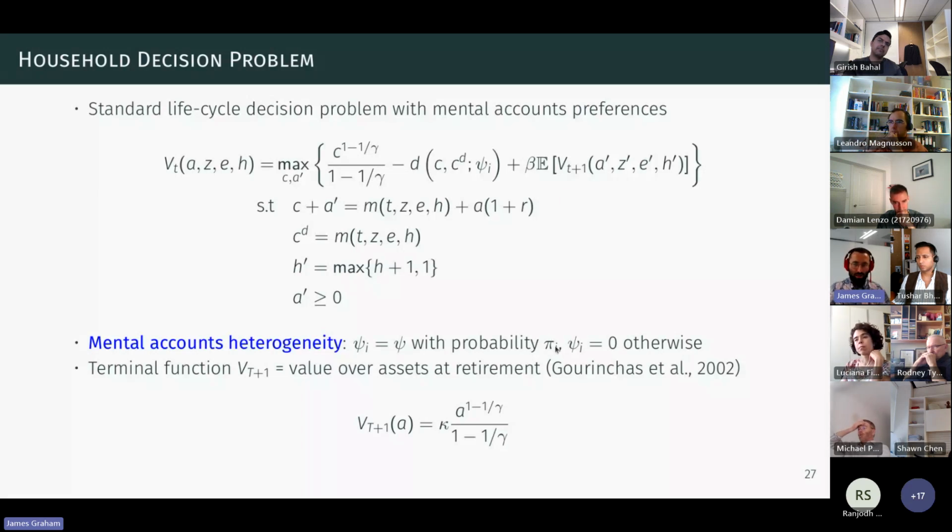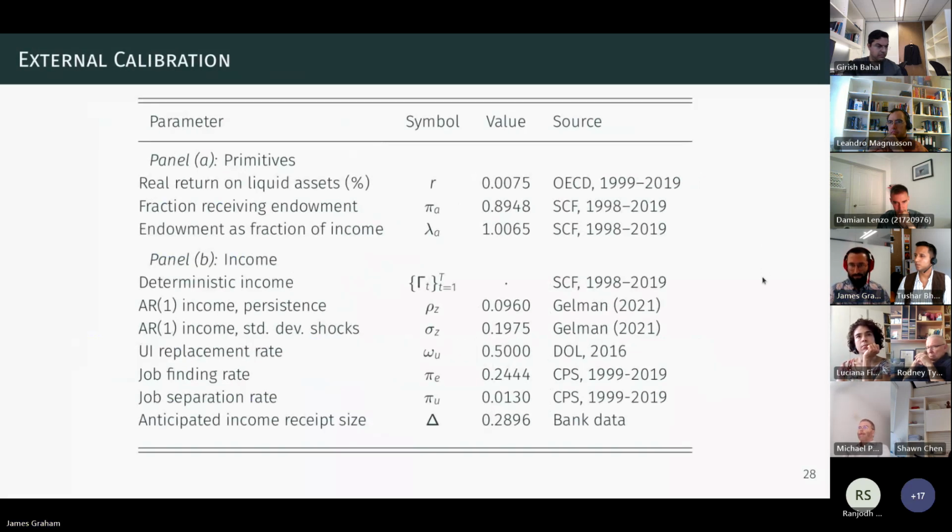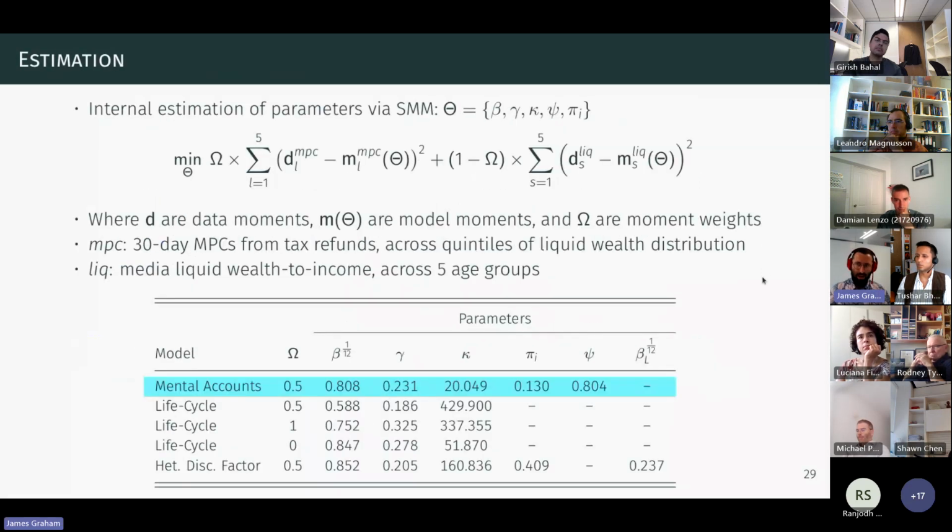Finally, we have some probability that you are or are not a mental accounts household. And a small thing, we need a terminal condition. It's kind of standard, follows Carroll and others well, but nothing fancy there. Okay, internal calibration, I'll skip that.